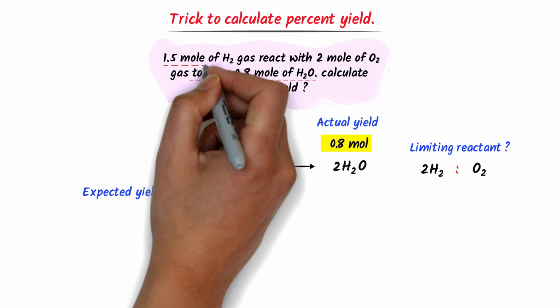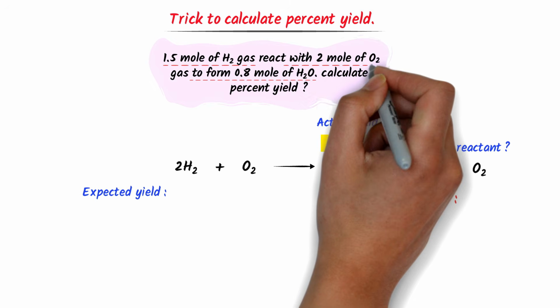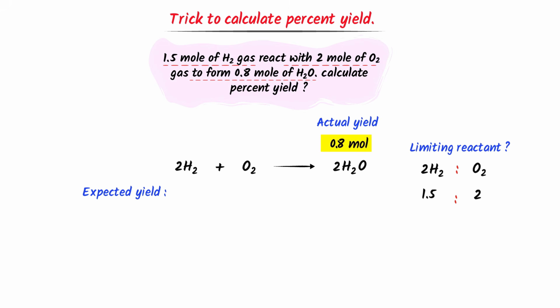We know that the given mole of hydrogen gas is 1.5 mole and that of oxygen is 2 mole. Now I find the simplest ratio between them. I divide the given mole of hydrogen by its coefficient, which is 2, and I also divide the given moles of oxygen by its coefficient, which is 1.